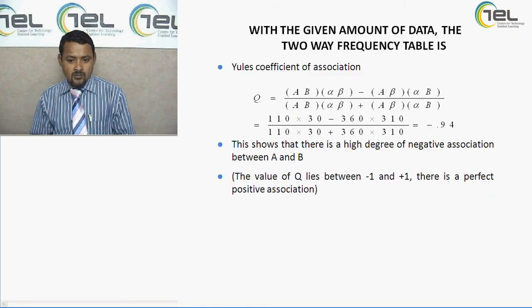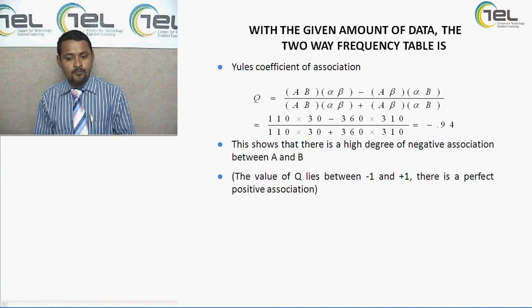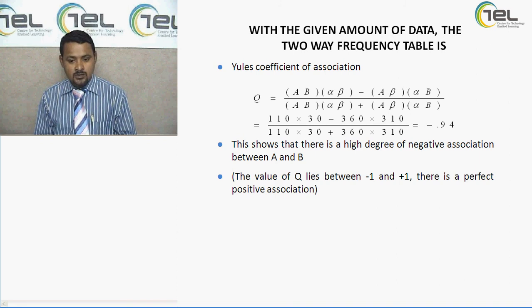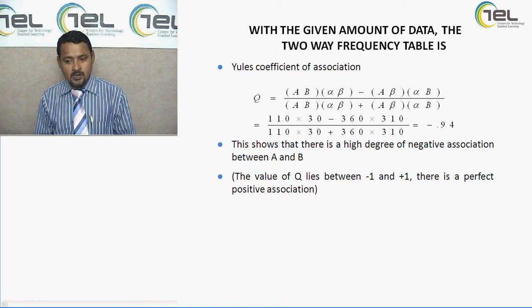So by putting all these values, Q is equal to AB into alpha beta minus A beta into alpha B divided by AB into alpha beta plus A beta into alpha B. 110 into 30 minus 360 into 310, divided by 110 into 30 plus 360 into 310. The value is coming to be minus 0.94. The value is falling between -1 and +1. This shows that there is a high degree of negative association between A and B. The value of Q lies between -1 and +1.